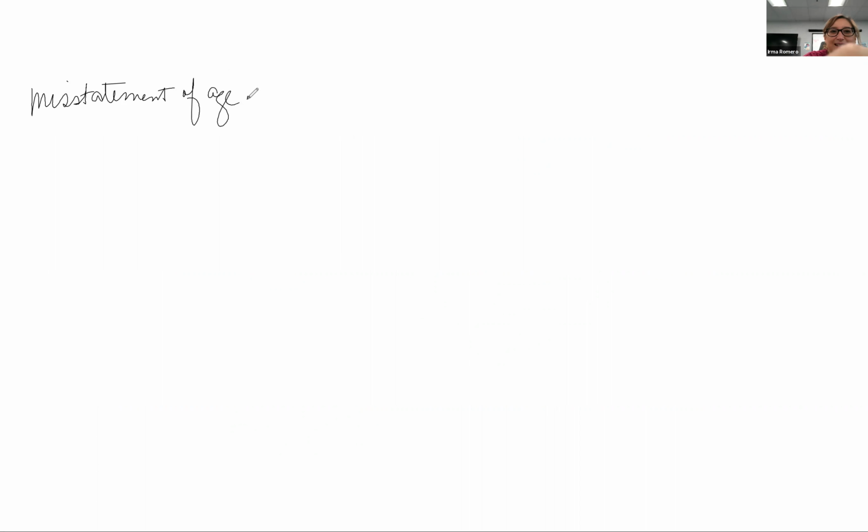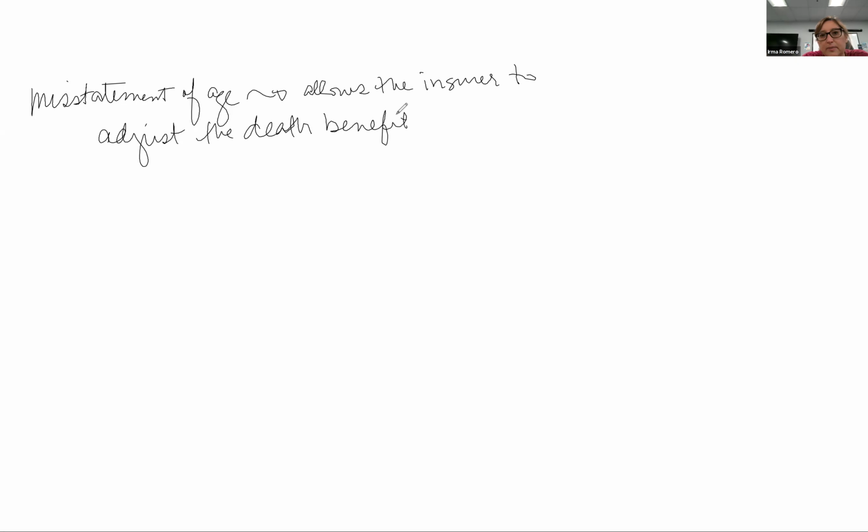Misstatement of age. Now, this will supersede the incontestable clause. This is specifically stated in the contract, that this is how they will handle a misstatement of age or sex, gender. A misstatement of age provision allows the insurer to adjust the death benefit according to premiums paid. Now this is a really big deal: according to premiums paid.